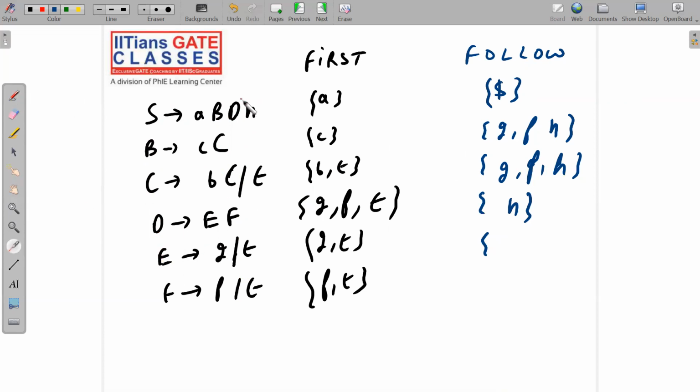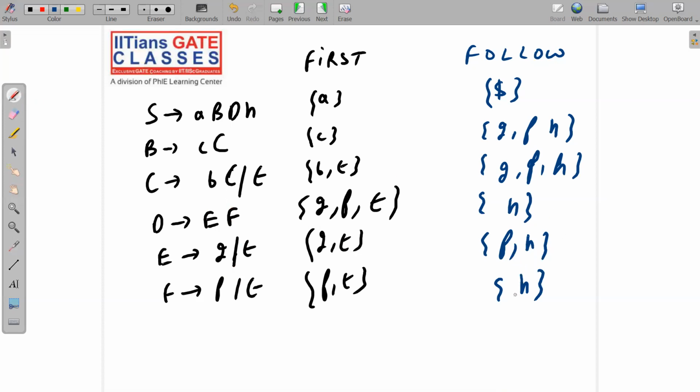Next, follow of E. Try to find capital E in RHS here. First of F is small f. Now, since this F can go to null also, follow of E will be follow of D. Follow of D was h. I will put h here. Now, next, capital F. So, try to find capital F. Yeah, follow of capital F will be follow of D. Follow of D was h. That's it. Anything extra? Capital F in RHS? No, nothing extra. So, this is our answer.